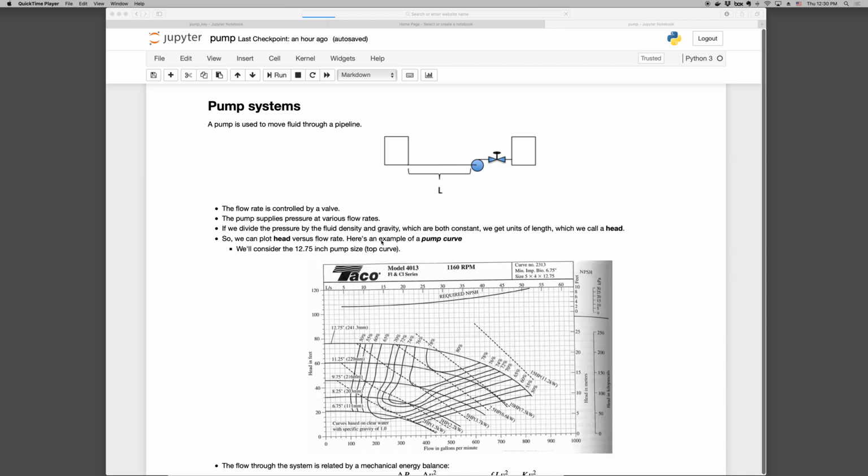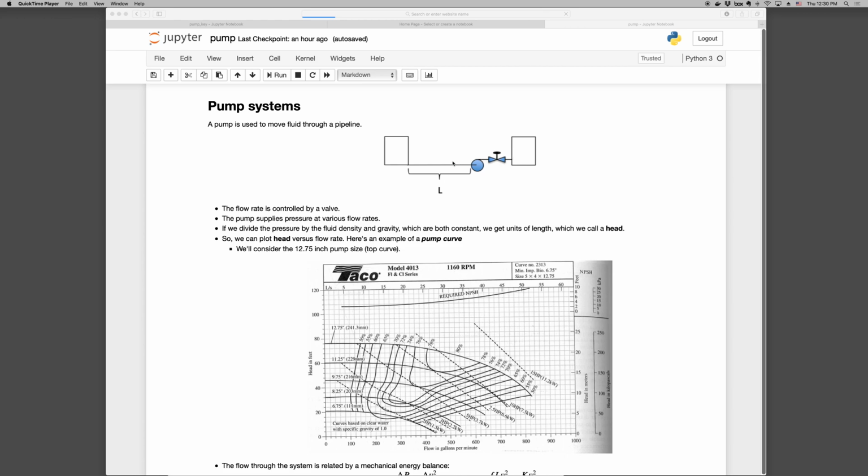Okay, here we're going to solve a fluid mechanics problem involving pump systems using Python and some widgets. So a pump is used to move a fluid through a pipeline. Here we have a tank and then a length of pipe and then a pump. The flow rate is controlled by a valve into another tank.